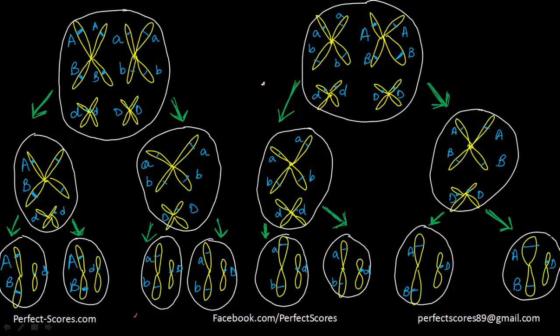Alright, so let's look at this diagram. Now it seems like a really confusing diagram, but don't worry, understand this step by step. Now these big circles at the top show the potential arrangement of chromosomes during metaphase 1.